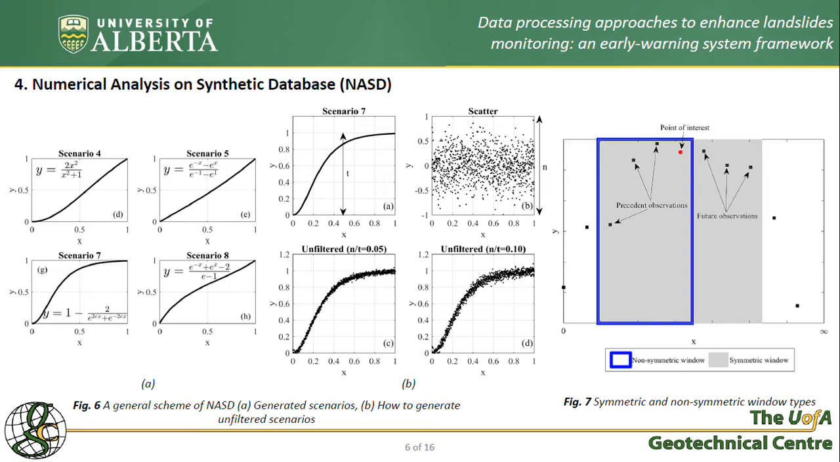Before applying filters to these unfiltered scenarios, it was essential to recognize how this process would fit in the real-time monitoring situation, which is the case of our early warning systems. Filters that I presented to you in the last few slides work on a window basis, and these windows are usually symmetric, meaning that equal numbers of data points from past and future are included in the filtration process. This might be true for post-processing purposes, but in real time we only have past observations, and therefore the window should be non-symmetric. Figure 7 shows examples of non-symmetric and symmetric types of window.